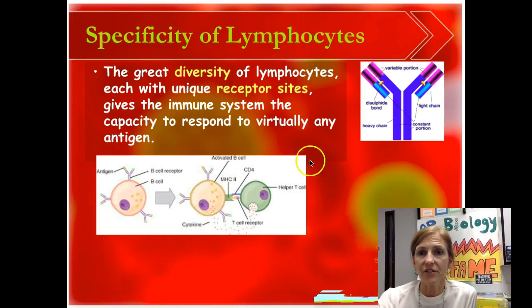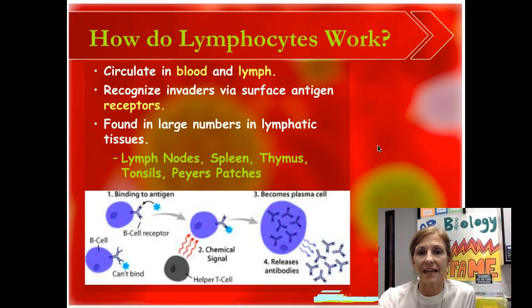So you have lots of different cells, and as you meet new antigens, you create new shapes to match those antigens. So your lymphocytes are circulating in the blood and lymph. They'll come across antigens in the blood, the lymph, or in the lymph nodes, spleen, thymus, tonsils, and Peyer's patches. We've talked about those before.